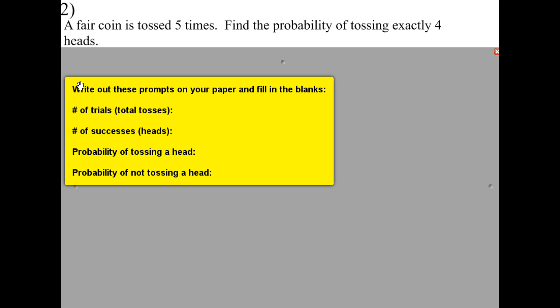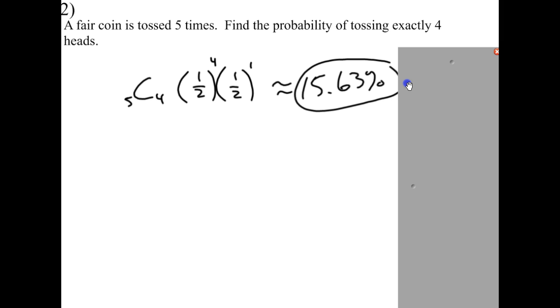Well, it's a fair coin. It's a 50-50 chance. Okay? So we've got 5C4. 5 tosses, 4 successes, where success means get a head. Probability of getting a head is half, and I want 4 of them. Probability of getting a tail is half. I only want 1 of them, because they have to add up to the 5 times I toss the coin. Pop that in your calculator. Works out to be about 15.63%.